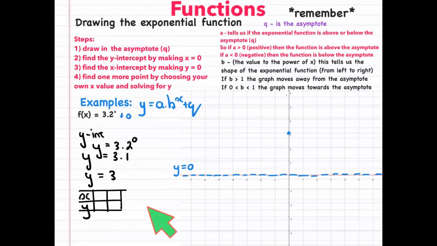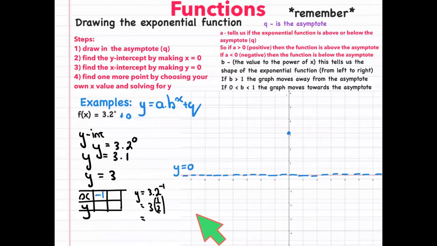So I'm just going to choose two easy values for x, which are minus 1 and 1, and let's do that. If x is minus 1, and this is a bit more complicated to work out, then y will equal 3 times 2 to the power of negative 1, and that will equal 3 times a half.